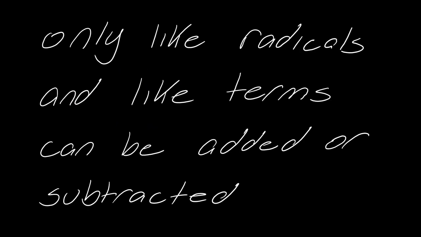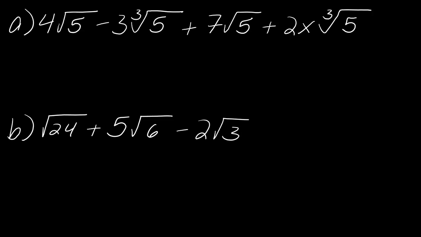So yeah, only like radicals and like terms can be added and subtracted. Once you kind of get that, the rest of this really comes together. If I look at this expression here, what could actually be added? This 4 square root of 5 and this 7 square root of 5 could be added. When that happens, all you're going to do is add the terms in front. You're just going to take the 4 plus the 7. 4 plus 7 is 11, and then the square root of 5 just comes along for the ride.